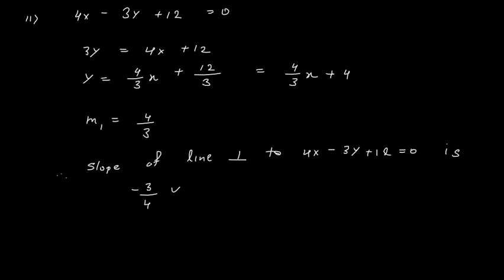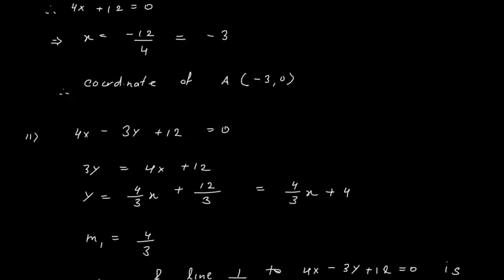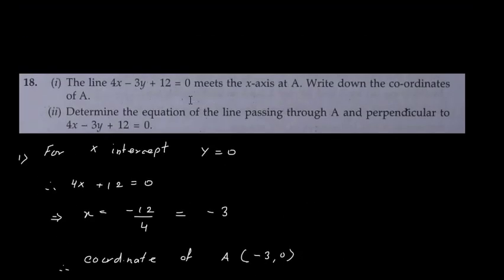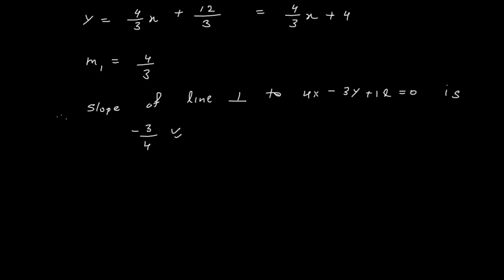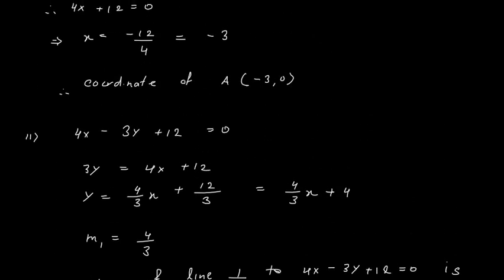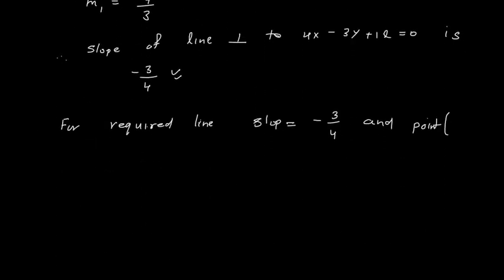Now we know slope and we know point. So here we determine the equation of line. For the required line, you have slope equal to minus 3 by 4 and you have point minus 3, 0. Therefore the equation of line.